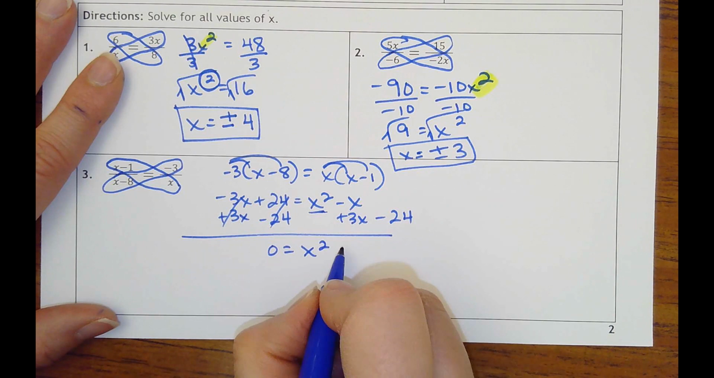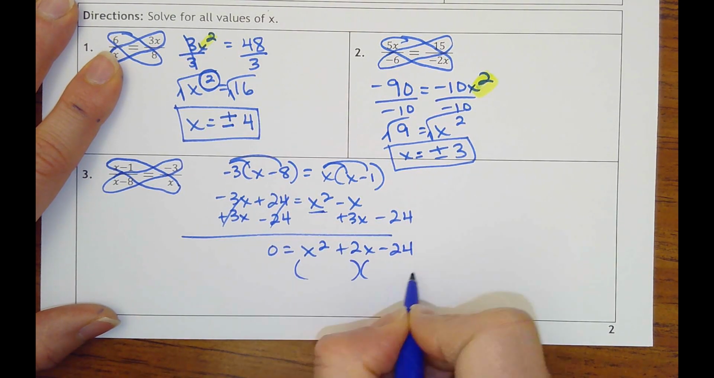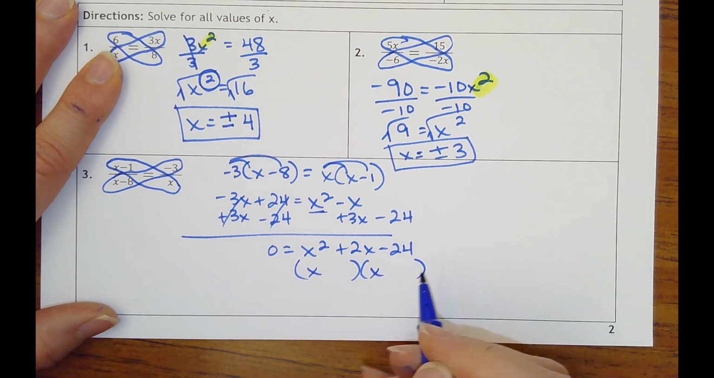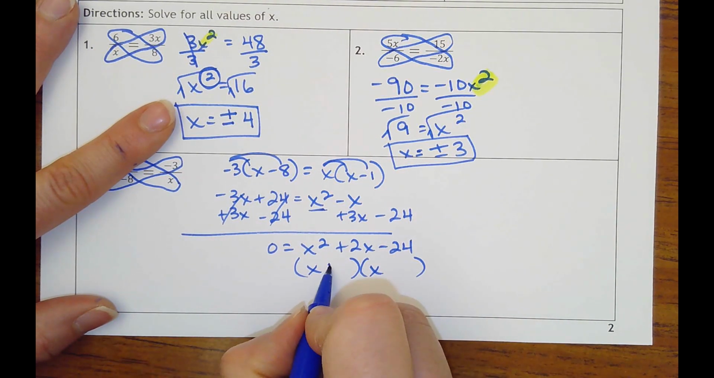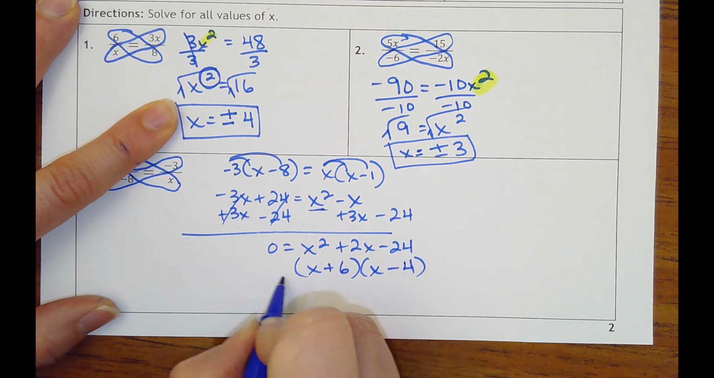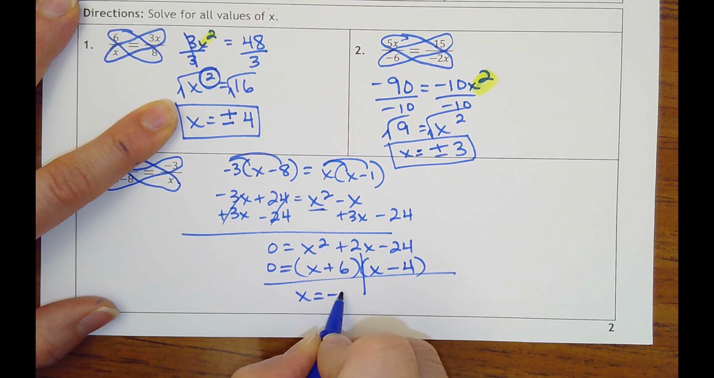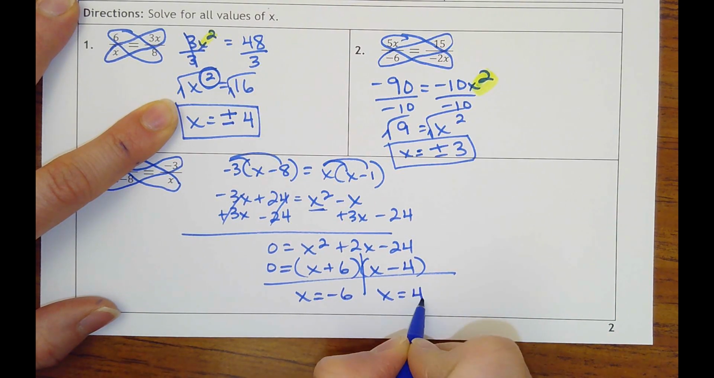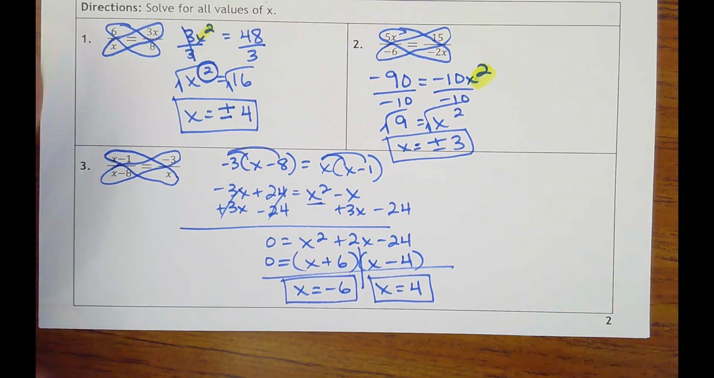3 minus 1 would be 2x minus 24. I need a negative times a positive, and I need more positives. So that would be positive 6 times negative 4. Set them equal to 0, so that would get negative 6, and that would get positive 4. Again, you're not going to have to check in a proportion. They always work. And that's it.